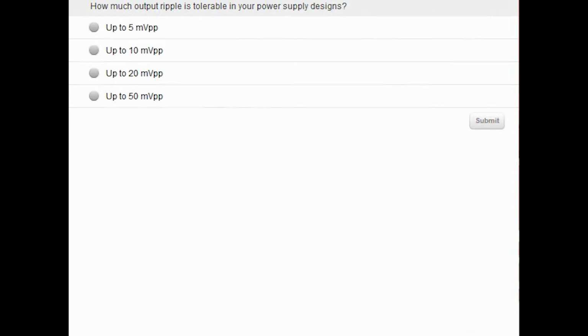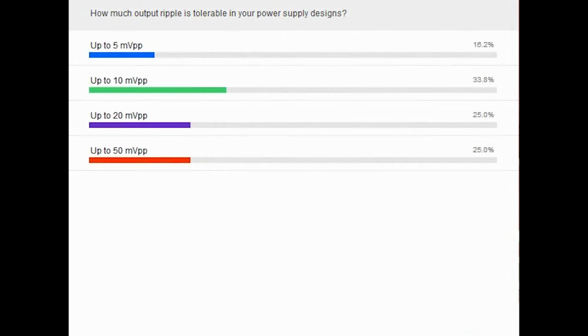So here's our next polling question, and again, I'm going to share the results. Pretty simple question. How much output ripple is tolerable in your power supply designs? Up to 5 millivolts peak to peak, up to 10 millivolts, up to 20, or up to 50. Go ahead and select one, select submit, and let's take a look at the results. Most people, it's under 10 millivolts peak to peak, but it's pretty widely spread out there.